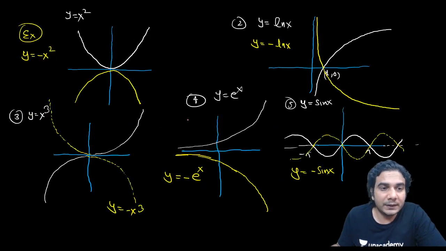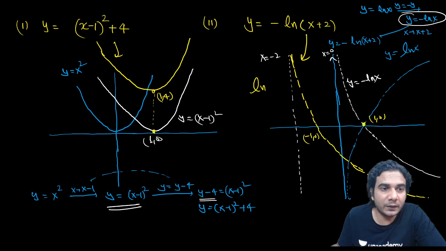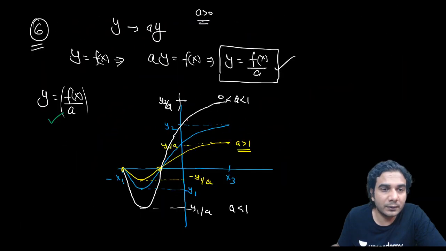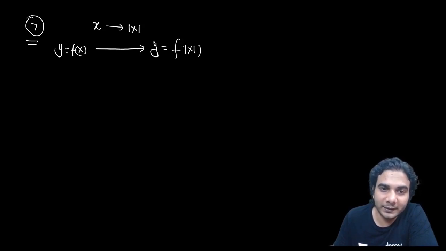Now we have done 6 transformations. Now today we are going to see the transformation. The 7th transformation is when you replace x by mod of x. All right, that means this y is equal to f(x) equation will be transformed to y is equal to f of mod of x. All right. So let's see what happens in this case.